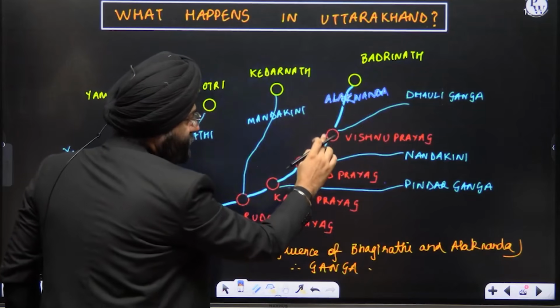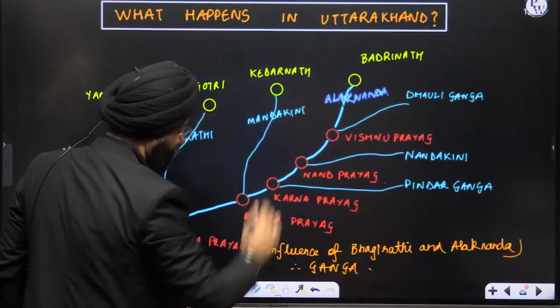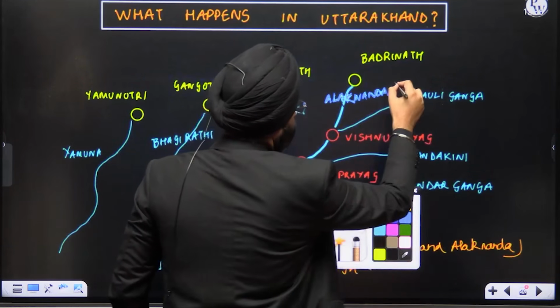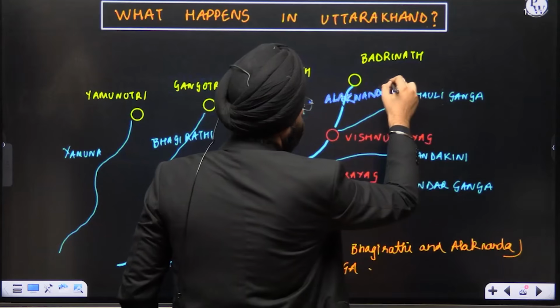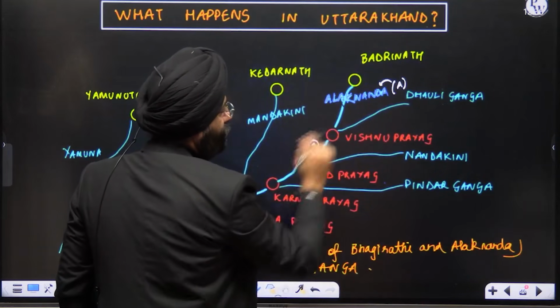Alaknanda continues. Please understand, Dholi Ganga is merging with Alaknanda and Alaknanda is still continuing. Please understand, I am putting Alaknanda as A, right? Alaknanda as A. Now, Alaknanda is still continuing, right?